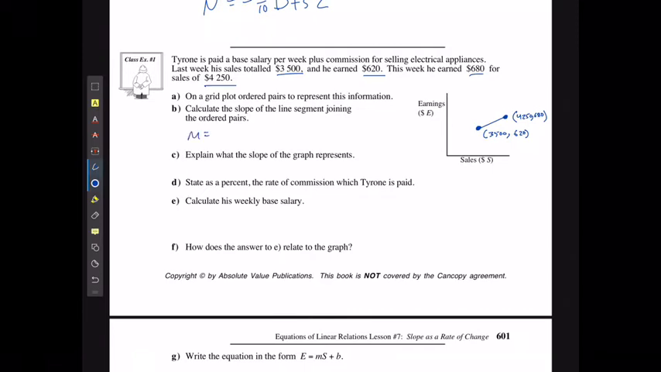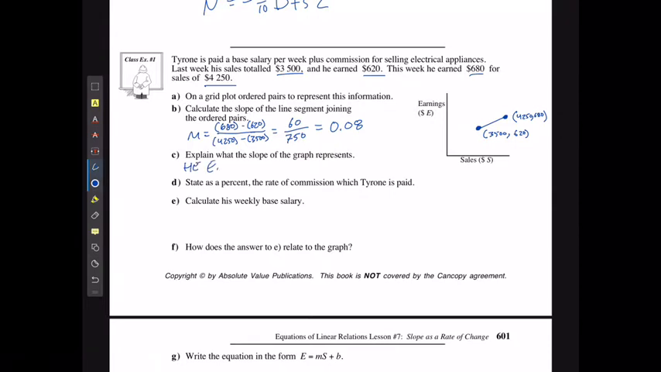Well, my slope is going to be represented by 680 over 4,250 minus 620 over 3,500. That's going to give me 60 over 750, which I can call 0.08. Explain what the slope of the line or the slope of the graph represents.